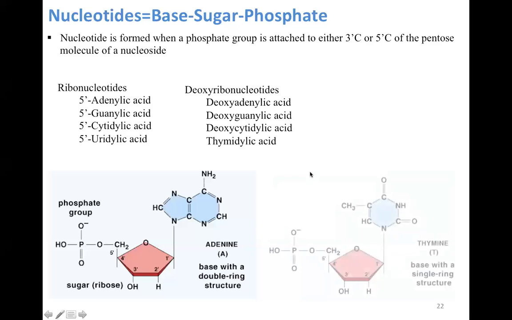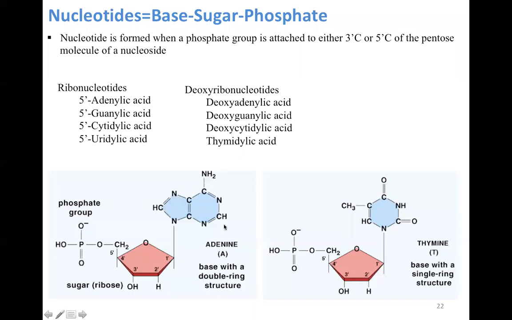Based on this, we can categorize ribonucleotides in case of RNA: 5' adenylic acid, 5' guanylic acid, 5' cytidylic acid, and 5' uridylic acid. Whereas in case of DNA, they are known as deoxyribonucleotides: deoxyadenylic acid, deoxyguanylic acid, deoxycytidylic acid, and thymidylic acid.